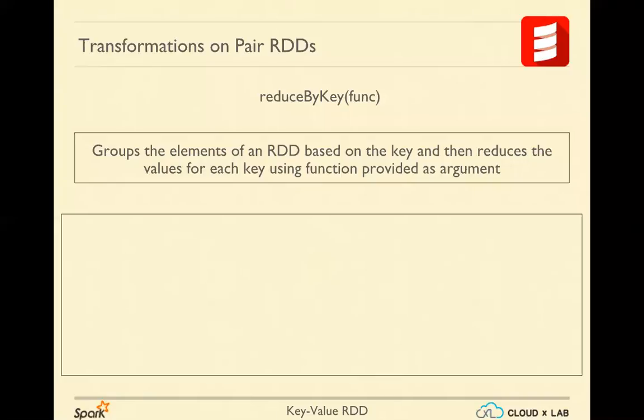The first such operation is reduceByKey. Using reduceByKey, you could group the elements and then combine the values of the groups using a function. This is the equivalent of MapReduce, the Hadoop MapReduce. So reduceByKey groups the elements of an RDD based on the key and then reduces the values for each key using the function provided as argument. Let's take a look at this one. Here there are three values for the key 1: 2, 3, and 6. And for the key 2, we have only one value, 4.